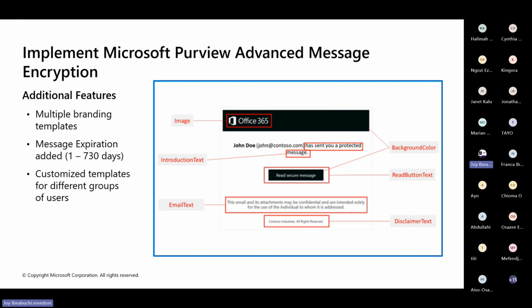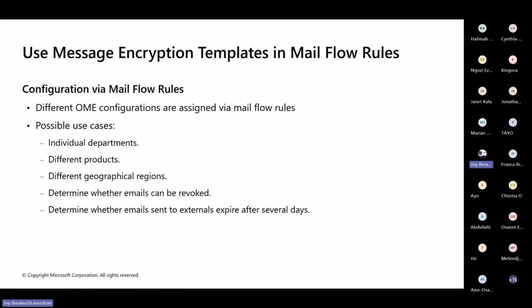Okay, so this is a typical example of a message that has been encrypted. They're just trying to tell us that you can customize it. You can remove Microsoft branding and put your own. You can put an expiration date, and you can customize it for different groups. Use cases here are where individual departments want to encrypt messages.